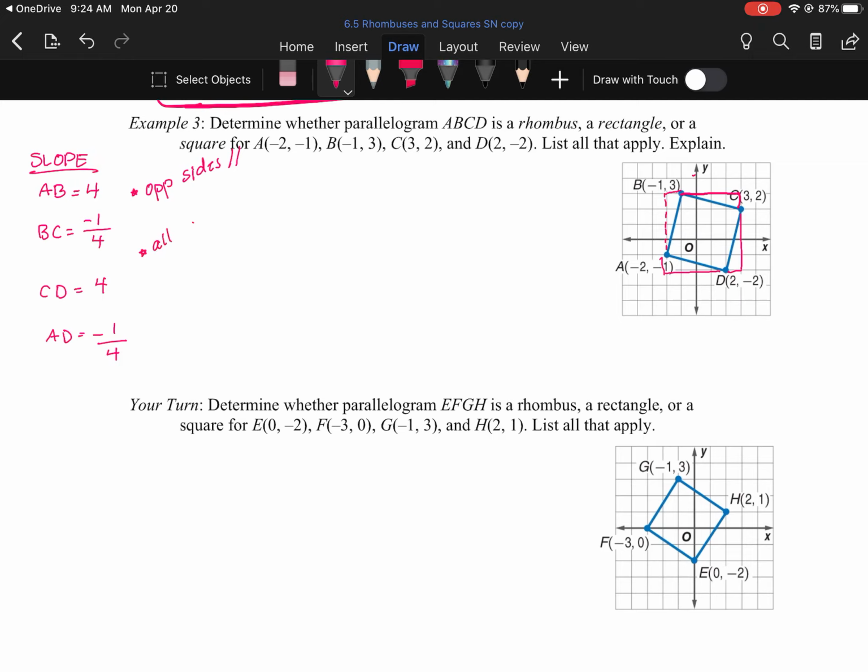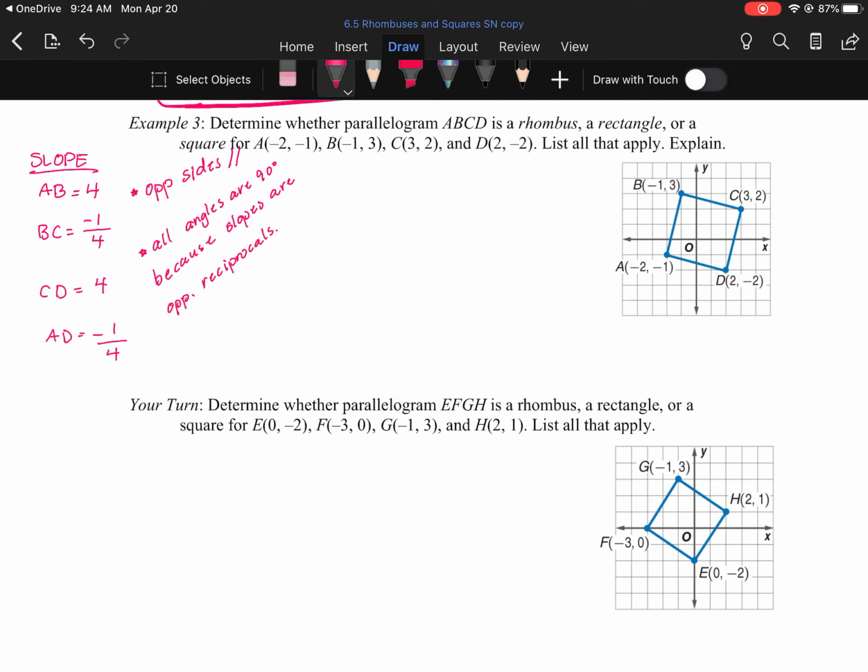So we know that all angles are 90 degrees because slopes are opposite reciprocals. All right, so we know all of that. So now we just have to find the lengths of all the sides. This is the not so fun part. But remember, I should have left that up there.